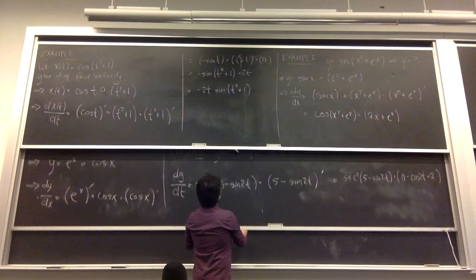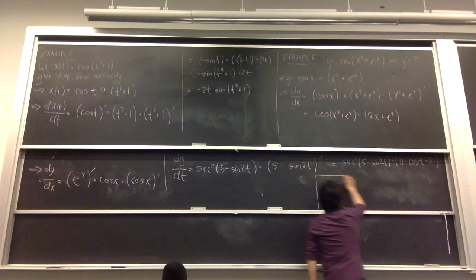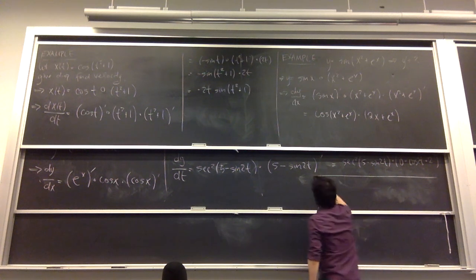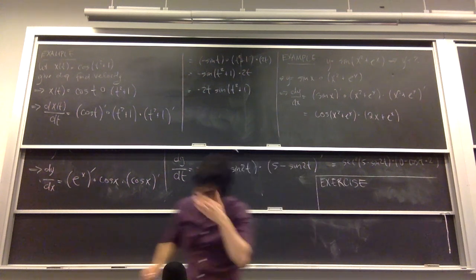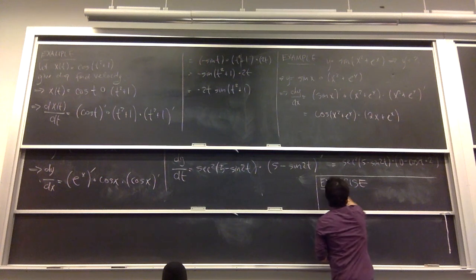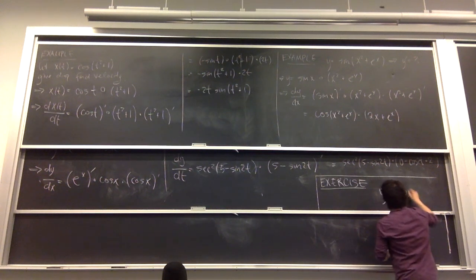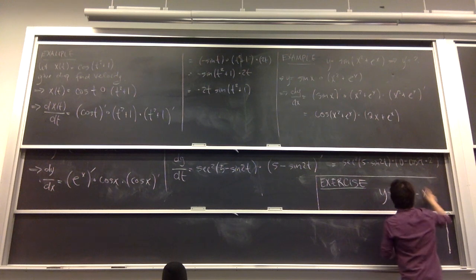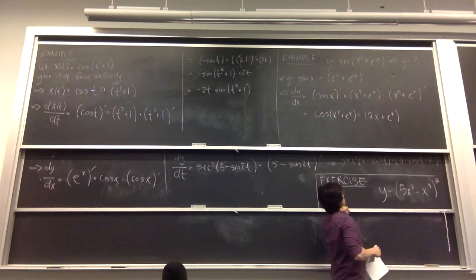So let me try giving you an exercise down here while I wipe the board. What do I got for you? I got this. Y is equal to 5x cubed minus x to the power of 4, all to the power of 7. Give that a try.